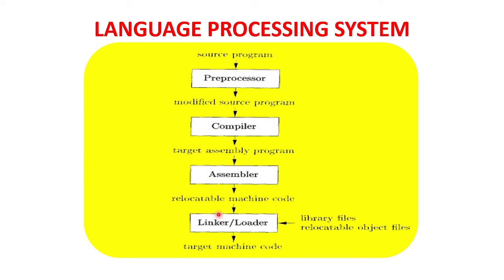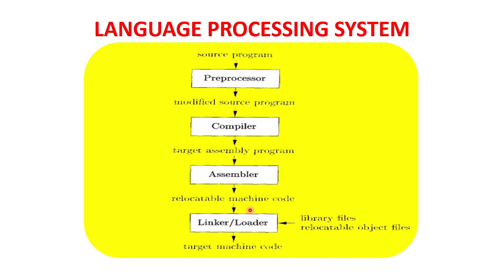Linker will combine all the relocatable files which are at different places in the memory into one single file, and your program will be in the new state. So new program as whole will be created. Okay, and that new file which is created by combining all the relocatable files will be given as an input to loader, and loader will load that file from hard disk or solid state drive into your main memory, that is RAM, and target machine code will be generated. So this is the flow for language processing system.